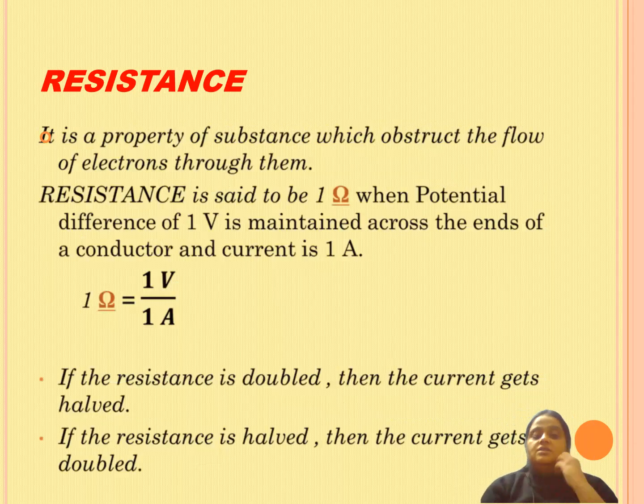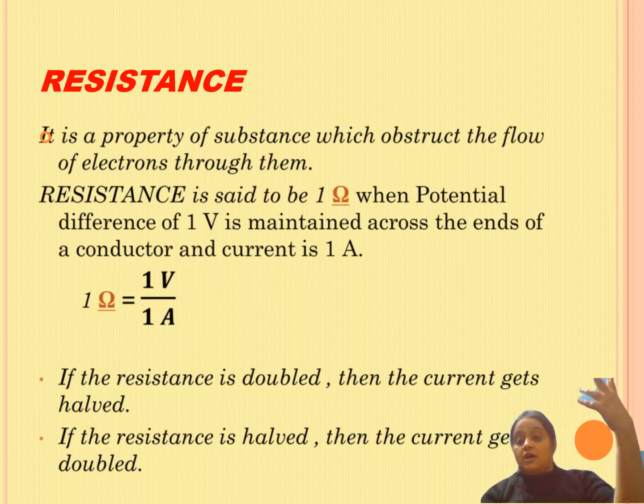What do we mean by resistance? Resistance is the property that resists the flow of charges, that resists the flow of electrons through them. The more resistance we have in the conductor, the slower the current will be, because they are inversely proportional. More resistance, less current. Less resistance, more current. So a conductor should have less resistance so that the current can flow smoothly.